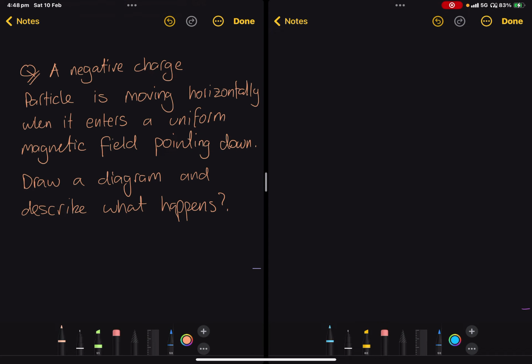Okay, so we're going to draw a uniform magnetic field pointing down. So this is a magnetic field line, this is a magnetic field line, magnetic field line. And we have a negative charge particle moving horizontally. So you have a negative charge particle moving this way. It has initial velocity v, and it has charge which is less than 0 because it's negative. So draw a diagram and describe what happens.